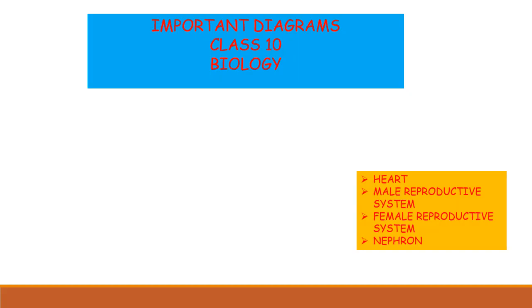We are going to do the diagram of heart, male reproductive system, female reproductive system and nephron. So let's start today's session.